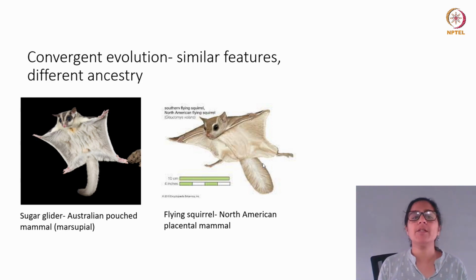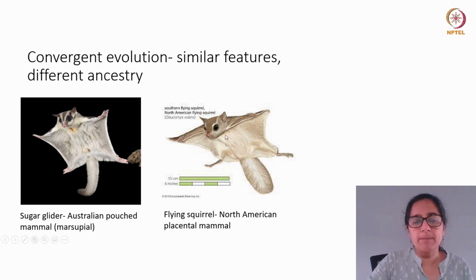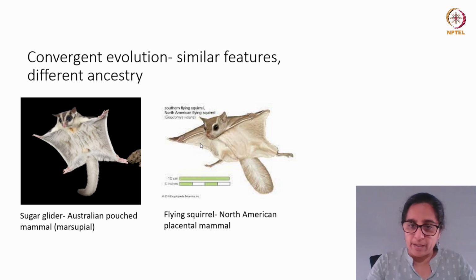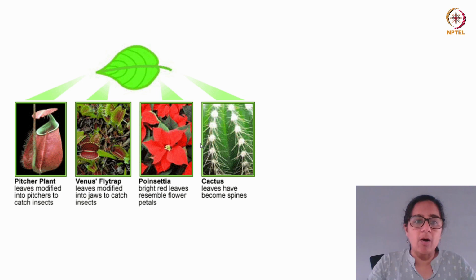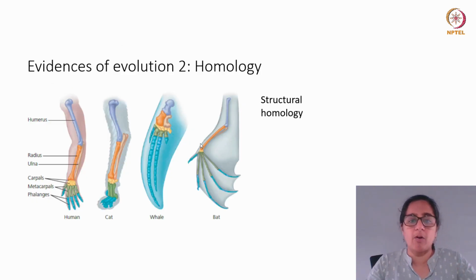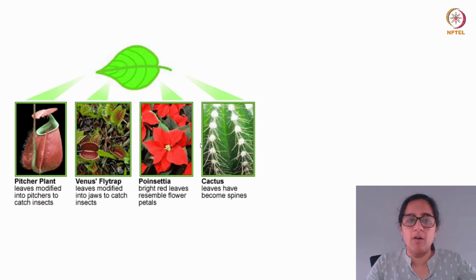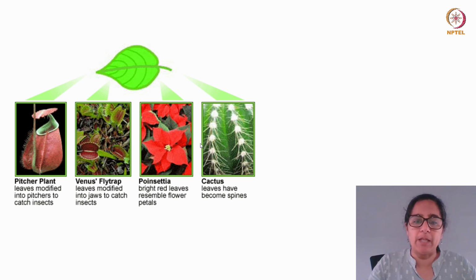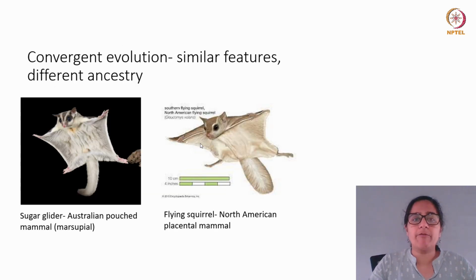One should not confuse this with another aspect called convergent evolution. I'll explain this, but basically what it means is that you have similar features but different ancestry. These are not related groups of individuals. They come from different ancestors. Whereas here, they all share the same ancestor. All of them are mammals, or all of these structures are coming from leaves, right? So this is different from convergent evolution, where you share similar features but they come from different ancestry.